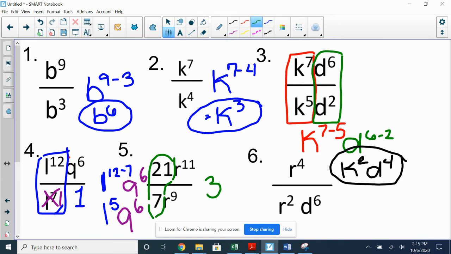And I know R to the 11 over R to the 9, we're going to keep that matching base. Circle it so I can switch my colors. Keep that matching base of R. Top exponent minus bottom exponent. So then we're left with 3 R to the 2, because 11 minus 9 is 2.